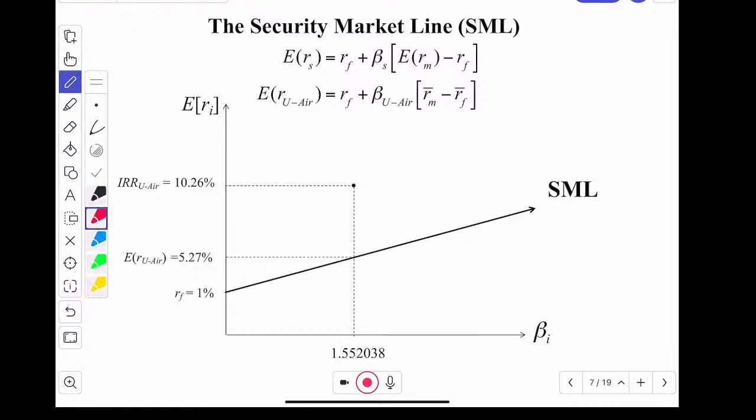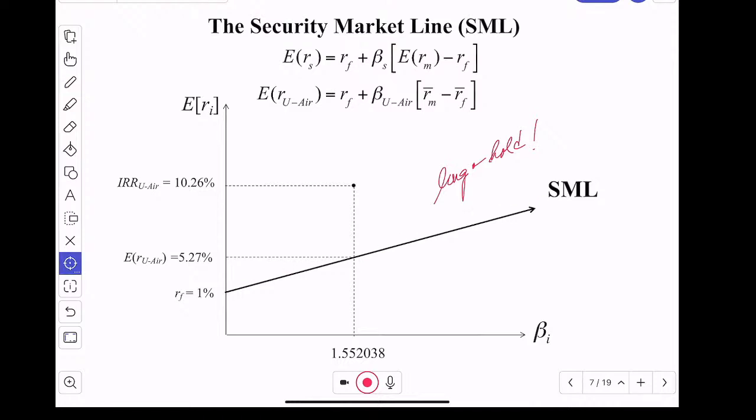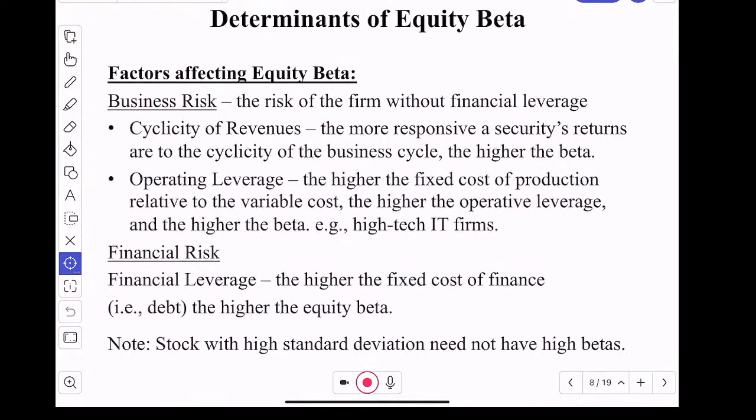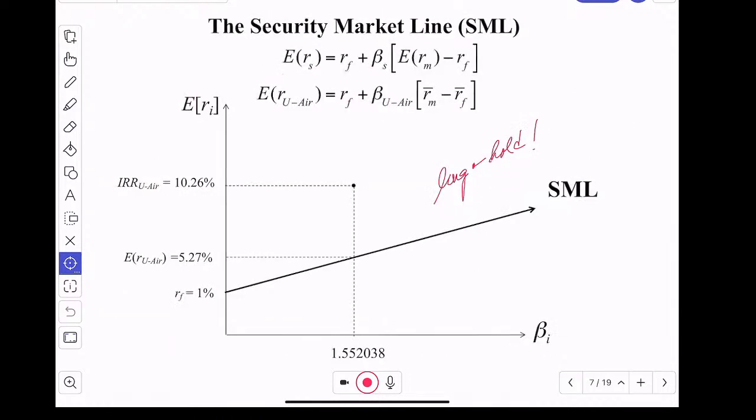So remember, you long and hold. So notice that you can analyze projects. Projects should fall on the SML as well. All investment opportunities fall on the SML. Okay, so that is regarding all equity firms.